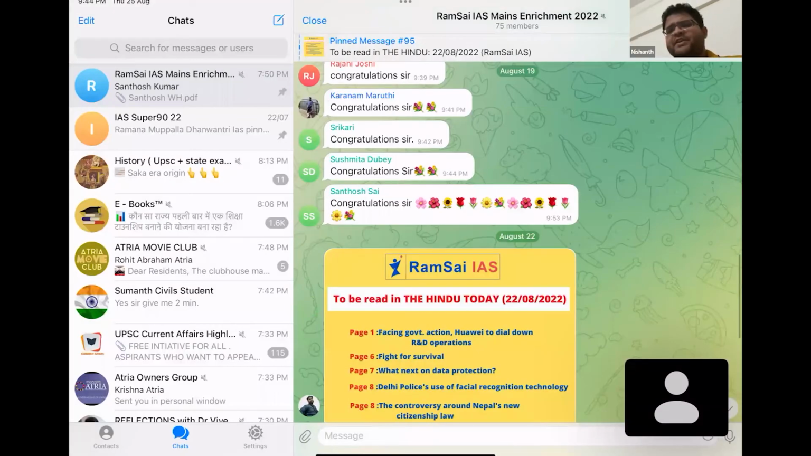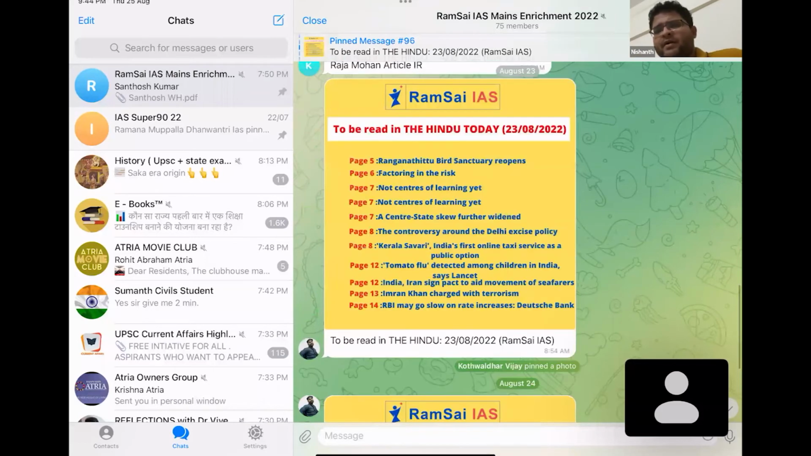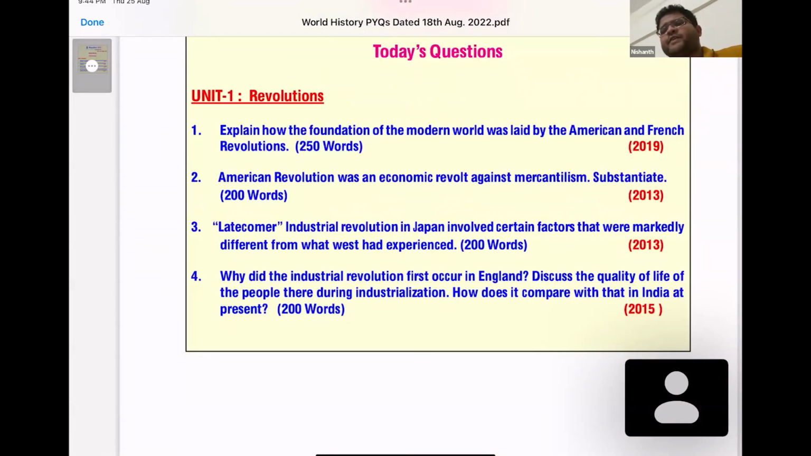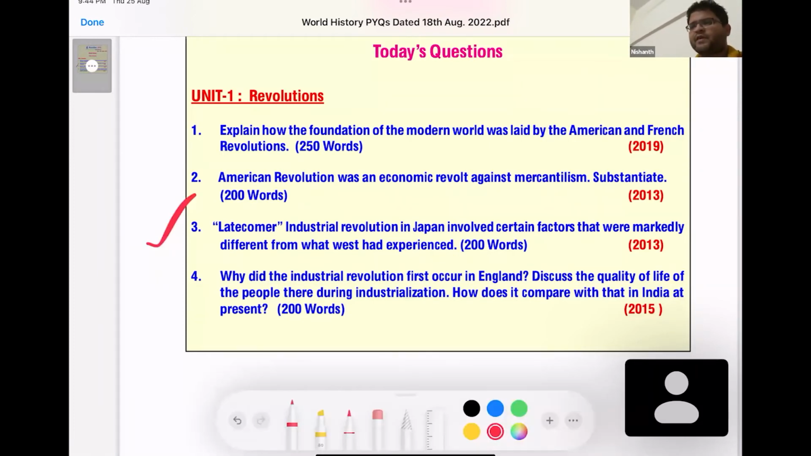Okay, next. Latecomer industrial revolution in Japan involved certain factors that were markedly different from what the West had experienced. So they are asking you what is the difference between the Western industrial revolution and the Japanese industrial revolution. Take a couple of minutes and answer.